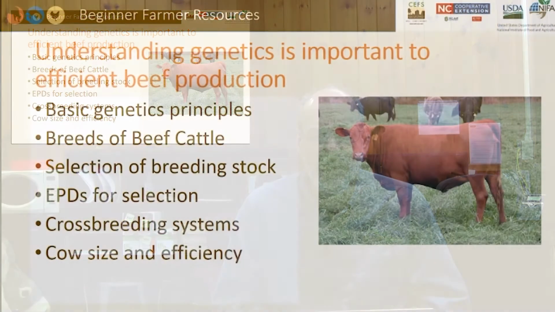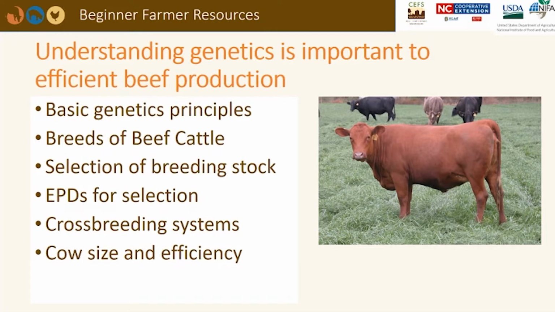So understanding genetics is incredibly important, basically because we have a lot of different genetic material that we can select from out there. We need to understand those basic principles so that we can decide on a breed that we want to use, and how to select the breeding stock that we're going to be using in the future. We need to understand EPDs, expected progeny differences. That's the way that, in modern genetics, we select animals. We need to think about crossbreeding and crossbreeding systems and where that fits our farm. And we also need to think a little bit about how big we want these cows and how efficient we need our production system to be.